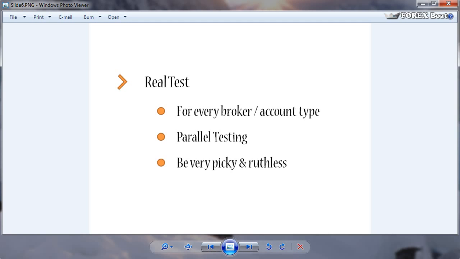And finally, in your real test, don't just be strict, be very picky and ruthless about the results. If something's underperforming on your real test, do not take it to the next level, to the large scale real account. If you're not happy with something, even in the slightest manner, I would advise against taking it further, because when you take something to a large scale real account, the game is on.